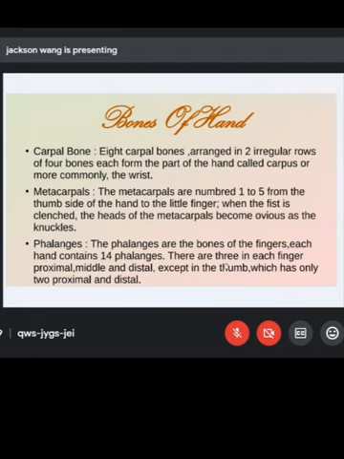Phalanges. The phalanges are the bones of the fingers. Each hand contains 14 phalanges. There are three in each finger: proximal, middle, and distal, except in the thumb, which has only two: proximal and distal. The thumb, c'est le pouce. Donc, le pouce a deux phalanges, une phalange proximale et une distale. C'est l'exception par rapport aux autres doigts. Donc, ils ont trois phalanges, la proximale, la médiane et la distale.